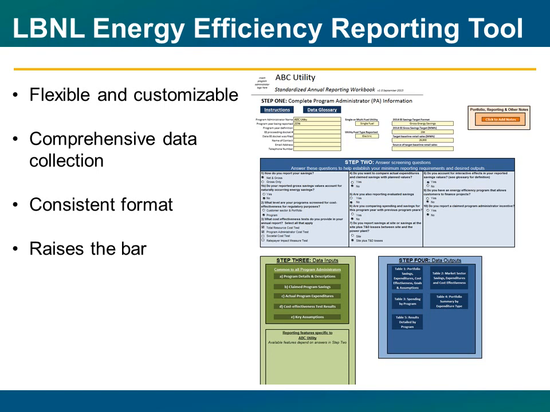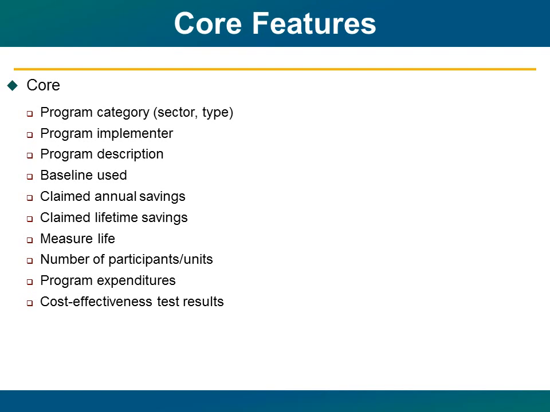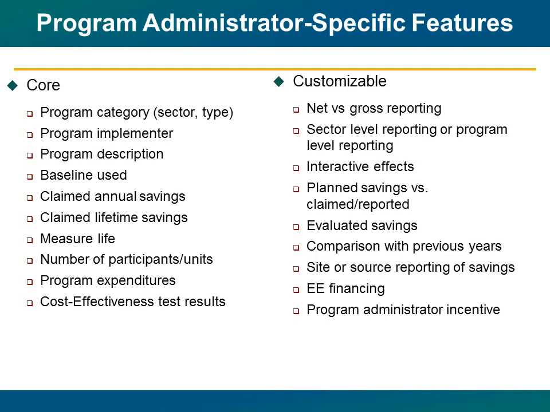Based on our research, we also found that there are some core data inputs that are common across all program administrators, such as program categorization, program description, claimed savings, participation levels, expenditures, cost effectiveness, things like that. But in addition to that, we also found that program administrators would provide additional information based on the specific desires of that state or that program administrator.